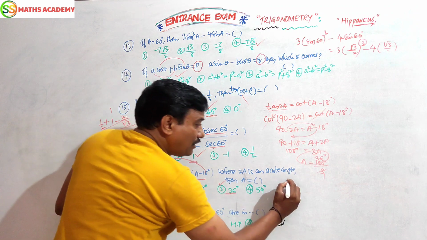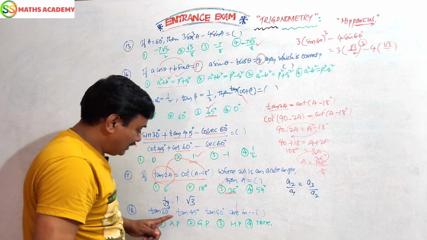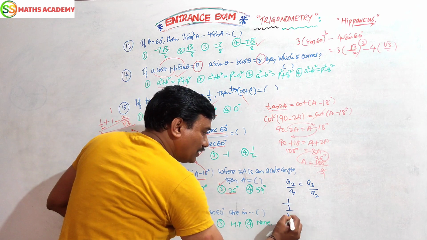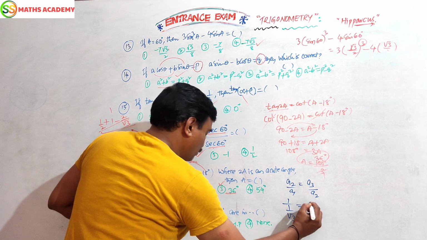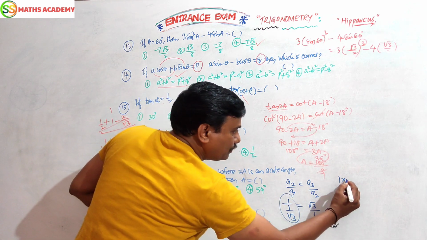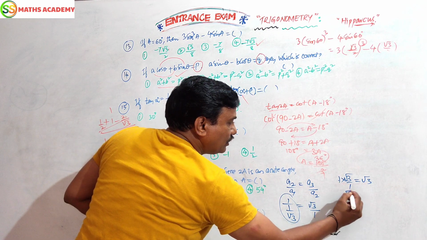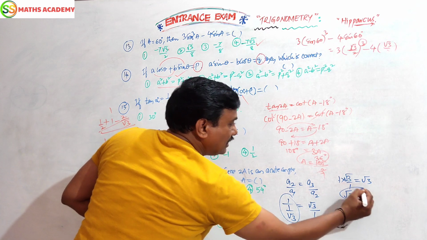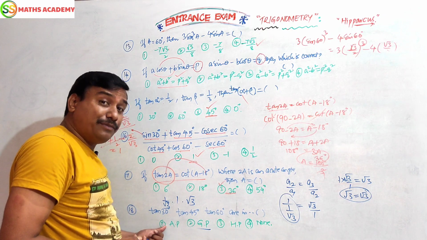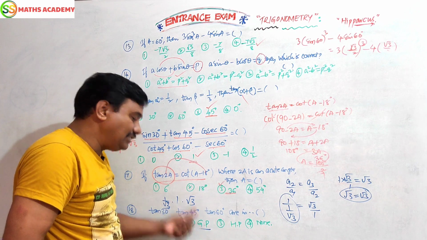What is the GP condition? Geometric progression: A2 by A1, A3 by A2. Am I right? A2 is 1, A1 is 1 by root 3. Ratio I am doing. A3 is root 3 by 1. This is the reciprocal value: 1 into reciprocal of 1 by root 3 is root 3 by 1, root 3. 1 into root 3, root 3, root 3. Yes. Ratio will be same. Automatically it is in GP. It is not in AP because 1 minus 1 by root 3 and root 3 minus 1, both values are not equal. It is in GP.